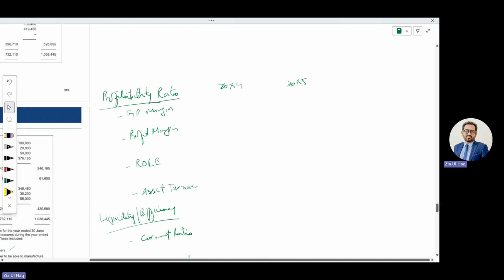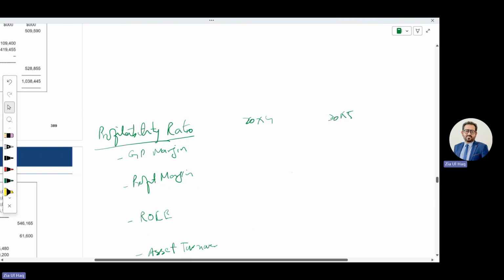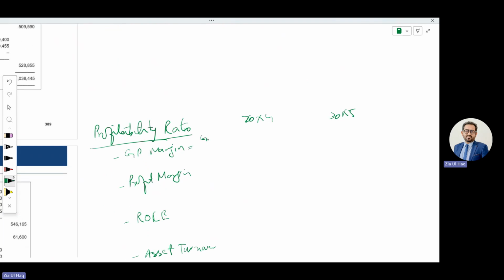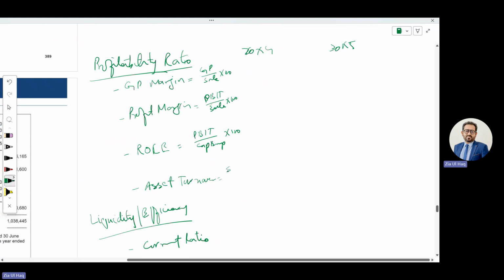For GP margin, the formula is gross profit over sales revenue into 100. For operating profit margin, profit before interest and tax, PBIT, over sales into 100. For ROCE, PBIT over capital employed, meaning equity plus long-term liabilities, into 100. For asset turnover, sales revenue over capital employed. The answer will be in times.